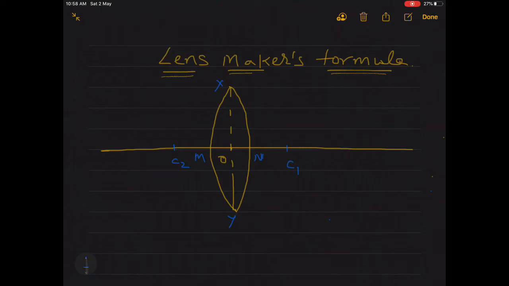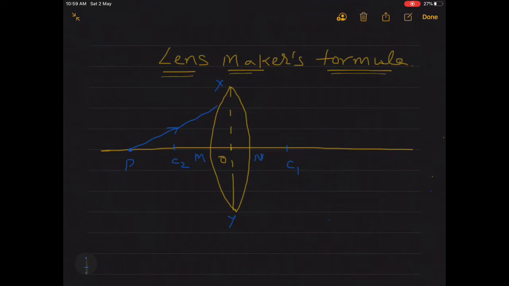In this lecture, we will discuss the design of a lens, how this lens is designed with the help of lens maker's formula. To understand this, we are considering a convex lens and it is having two spherical surfaces. The center of the first spherical surface XMY is C1, and the center of the second spherical surface XNY is C2. O is the optical center as usual. Let us consider a point object P on the left side of this lens. Then we can have two incident rays.